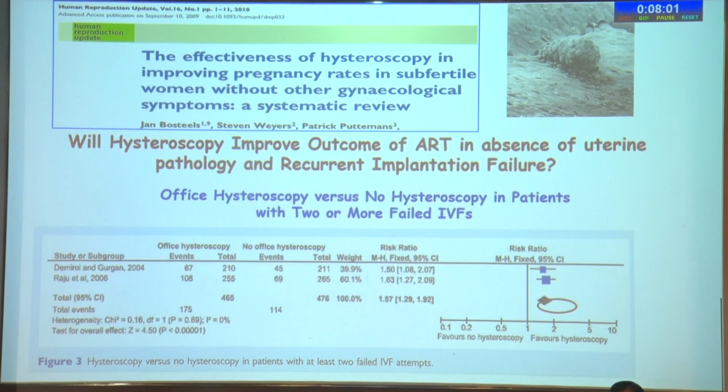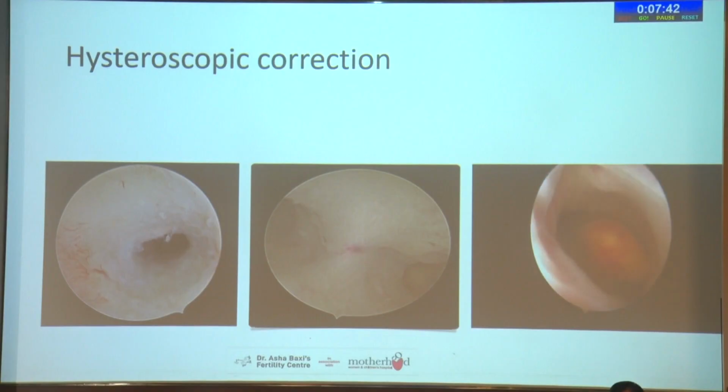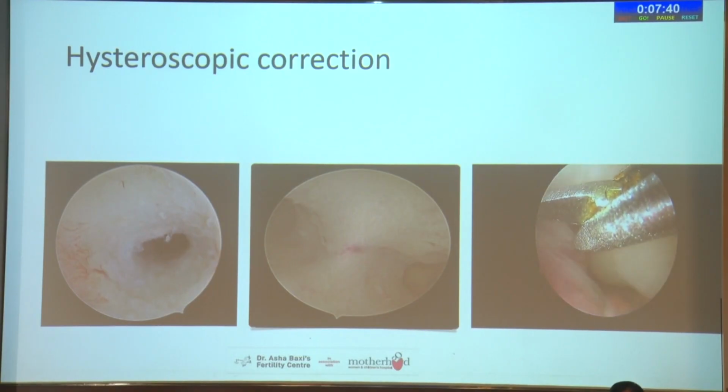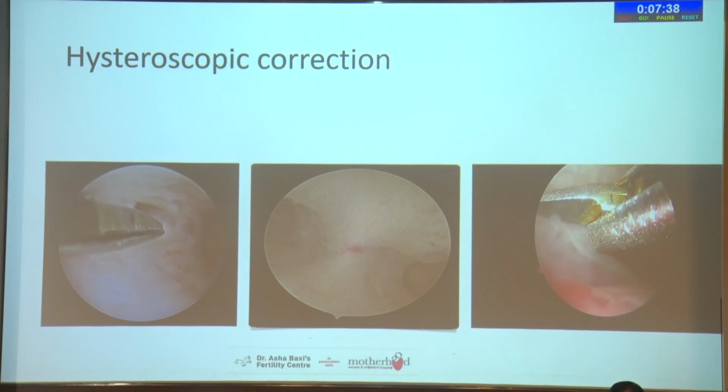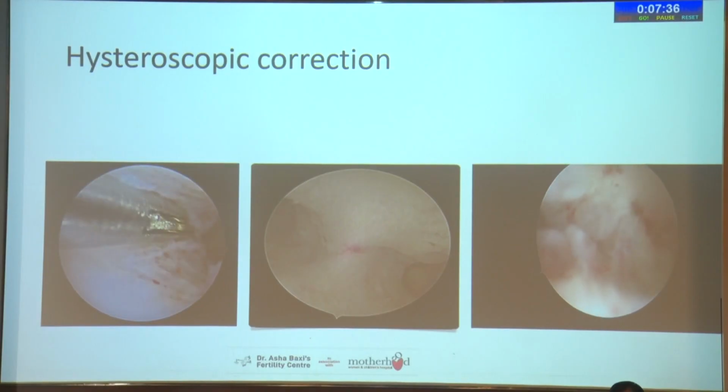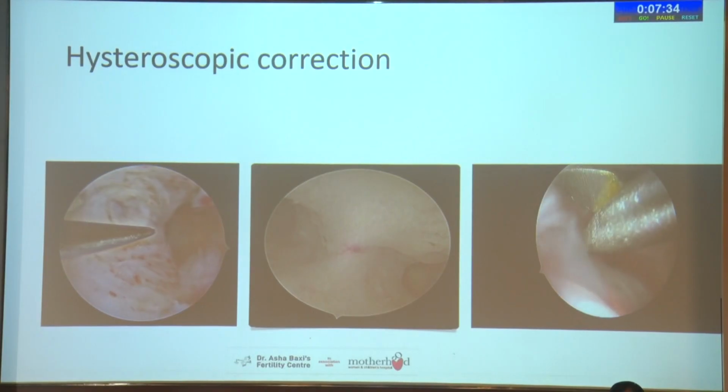Should we be doing routine hysteroscopy for all IVF patients? Now everyone will agree that we have got such good transvaginal ultrasound that routinely it is not required. But when there have been 2 or 3 failures, these are the situations where hysteroscopy can be considered, and many subtle lesions can be found on hysteroscopy. And hysteroscopic correction can be done. Especially if there are polyps, then you get very good results when you remove the polyp.